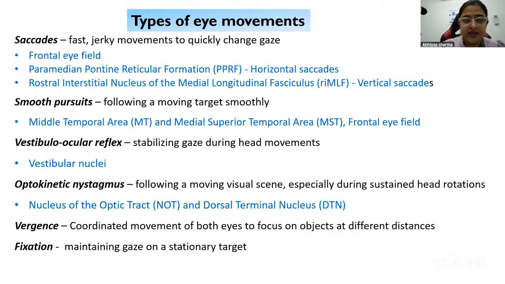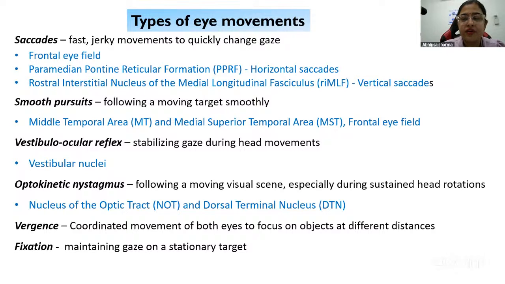Again, the fourth one is the optokinetic nystagmus, which basically is following a moving visual scene. So basically there is a moving object like an optokinetic drum in front of you. So you have to follow it, both eyes have to follow that. So that is the optokinetic nystagmus, which is the fourth type of movement. It is controlled by the nucleus of the optic tract and dorsal terminal nucleus.